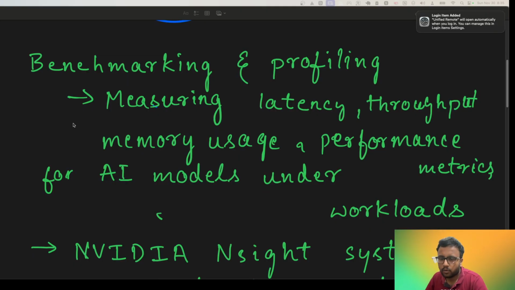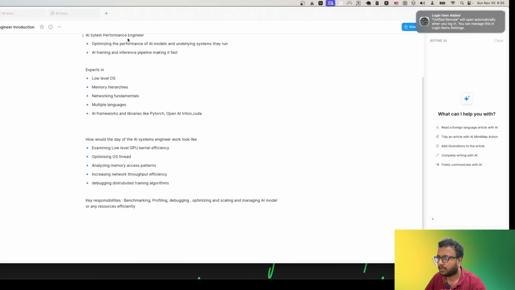So for benchmarking and profiling, what does it mean? They should be able to achieve low latency for an AI model. That is the first thing an AI performance engineer should achieve, and also throughput. Let's say, what is throughput? I will give an example.